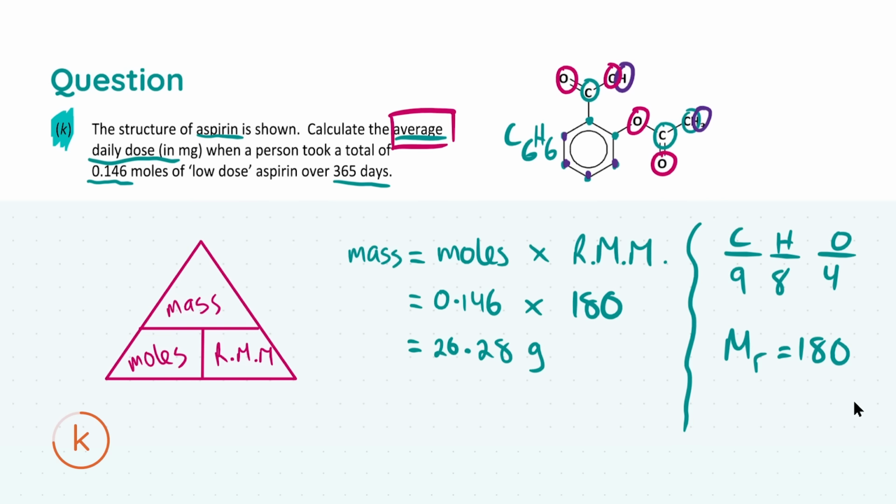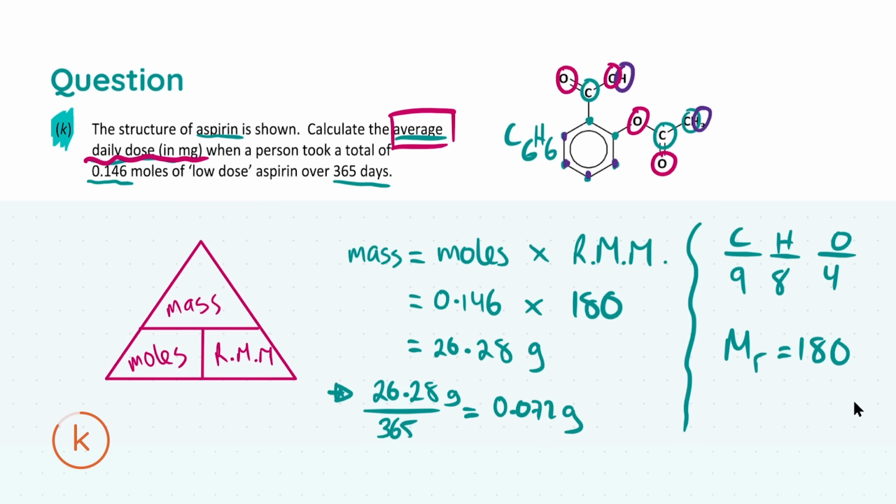Another thing to note here is we're being asked to calculate the average daily dose as it's written here. So we know that this person took 26.28 grams of aspirin over 365 days. So let's convert that into the average daily dose: divide that by the number of days, and that should give us the daily mass, and then we need to convert that to milligrams. So just writing that down at the bottom here, we're going to have 26.28 grams divided by 365 is going to give me a value of 0.072 grams per day.